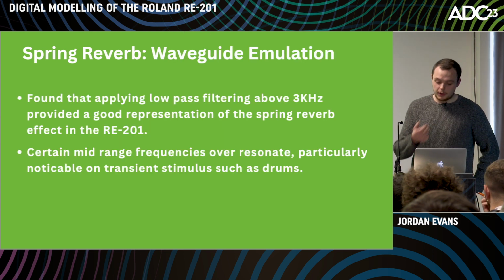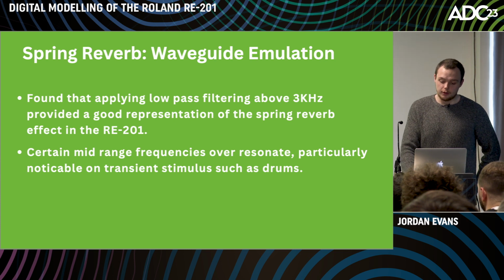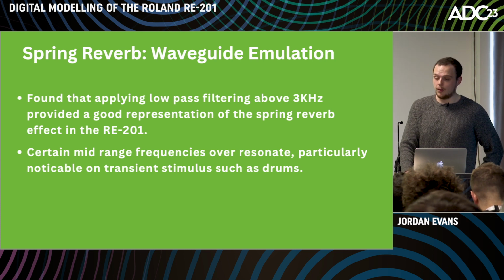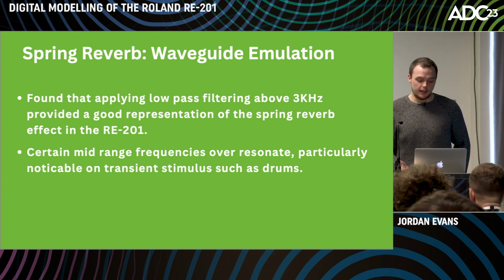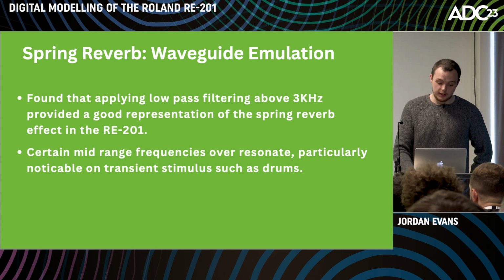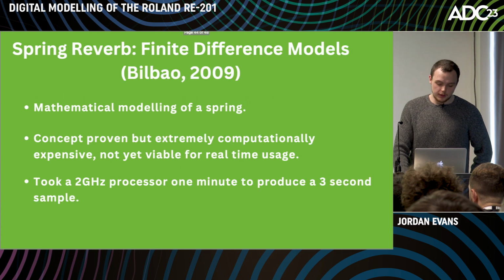So I found that applying low-pass filtering above 3 kHz provided a good representation of the spring reverb effect. Certain mid-range frequencies tended to over-resonate in my waveguide emulation, and it's particularly noticeable on drums.